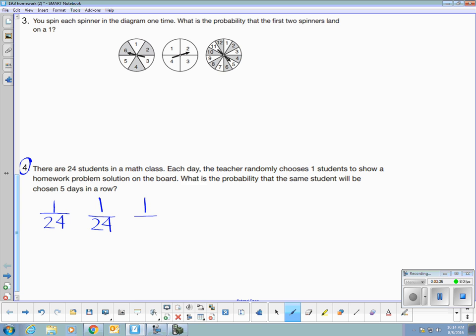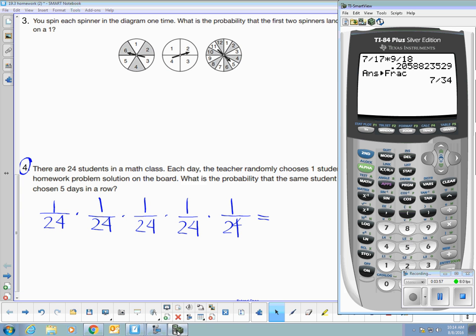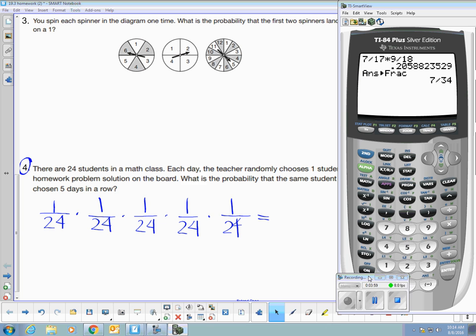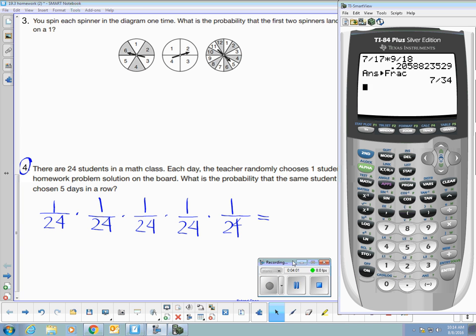On the third day, 1 out of 24. Fourth day, and the fifth day. 5 days in a row. And the probability of that happening is the product of all 5 of those fractions. Now, let's see if this will work on our calculator. Not sure if that denominator might be too big. Let's check that out. So basically, we're multiplying 1/24 to the 5th power.